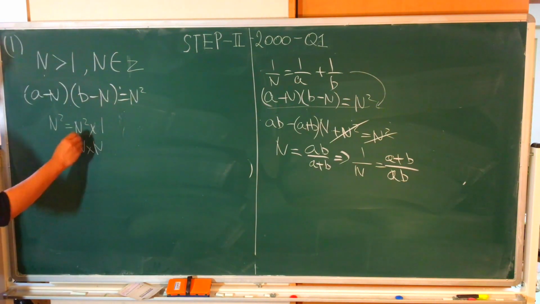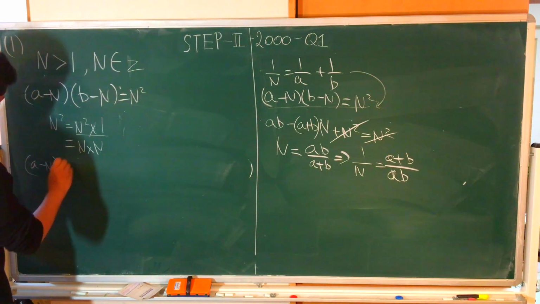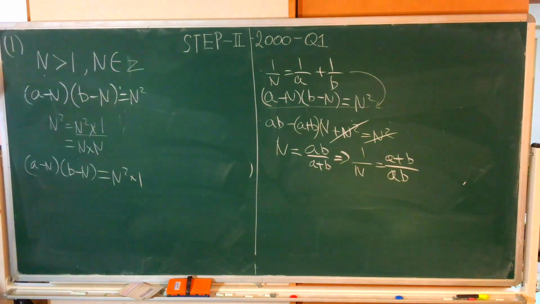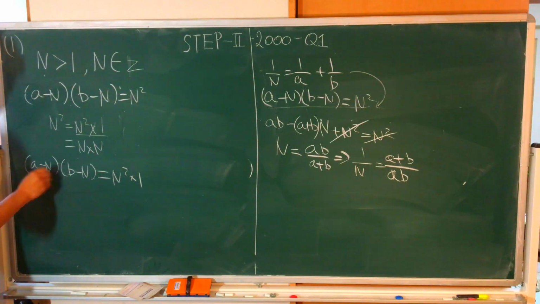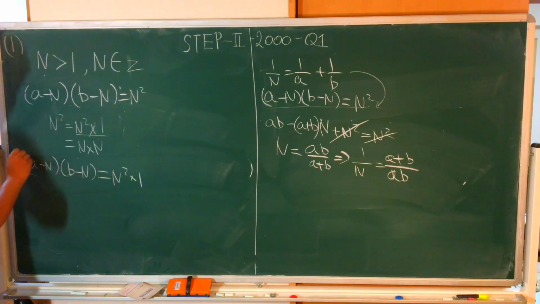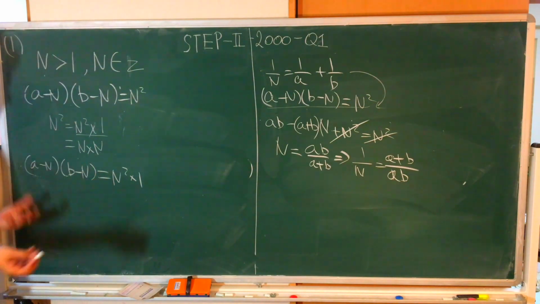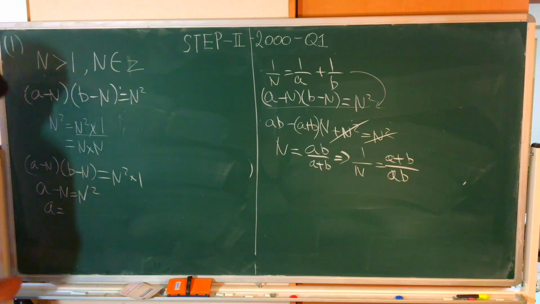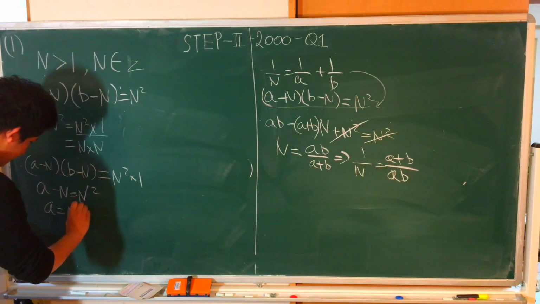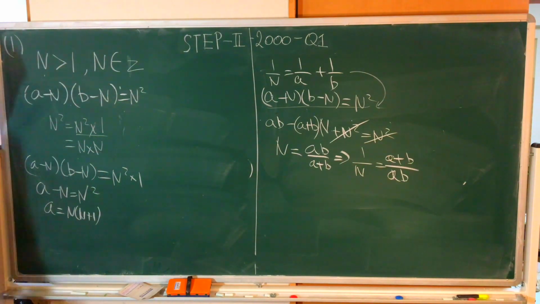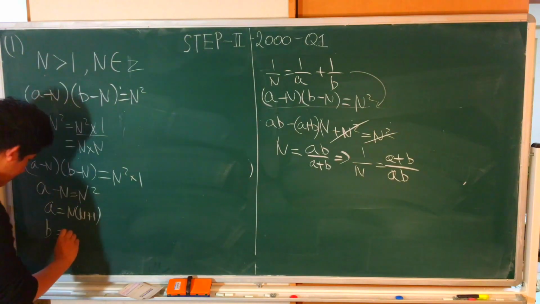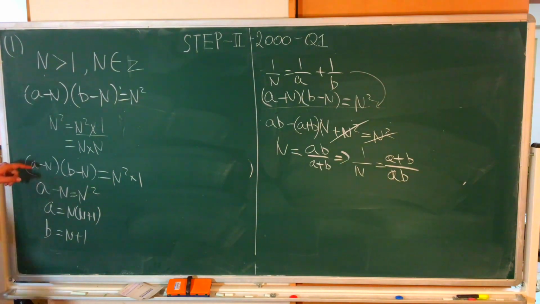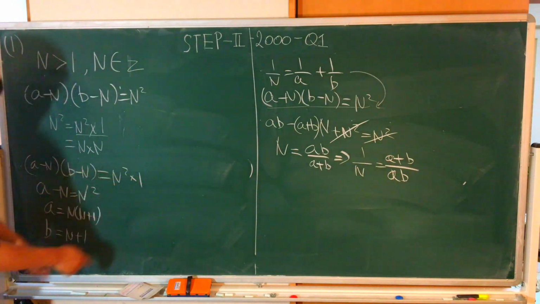So, let's take the first case. If a minus n, b minus n equals n squared times 1. Remember that a is an integer, b is an integer, n is an integer, so a minus n and b minus n must be integers. So a minus n equals n squared, then a equals n times n plus 1, and then b equals n plus 1, because you equate a minus n to n squared and b minus n to 1. So you get these two numbers.